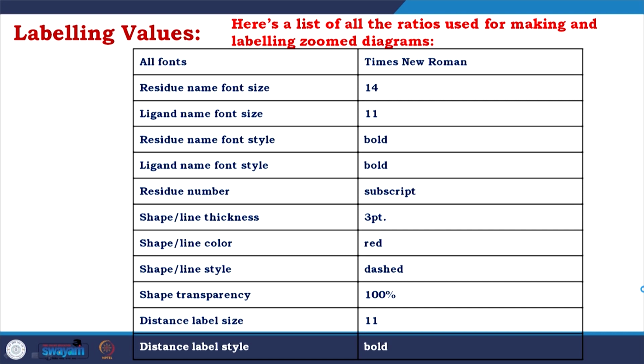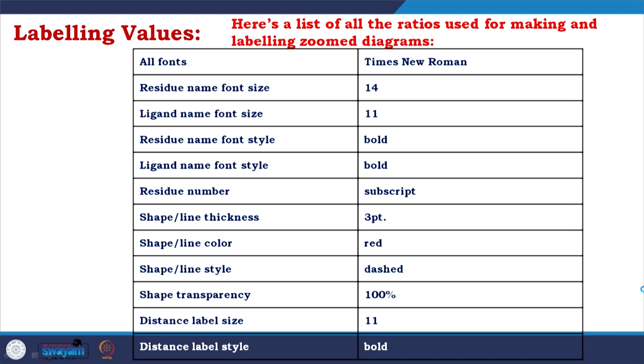Labeling values is a list of all the ratios used for making and labeling zoom diagrams. All fonts Times New Roman, residue name font size 14, ligand name font size 11, residue name font style bold, ligand name font style bold, residue number subscript, shape line thickness 3 point, shape line color red, shape line style dashed, shape transparency 100%, distance label size 11, distance label style bold.